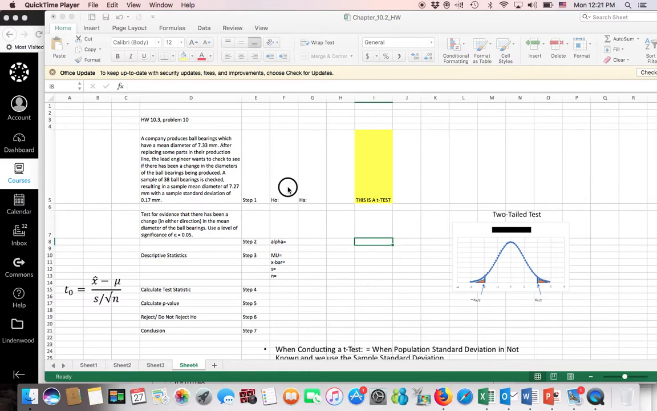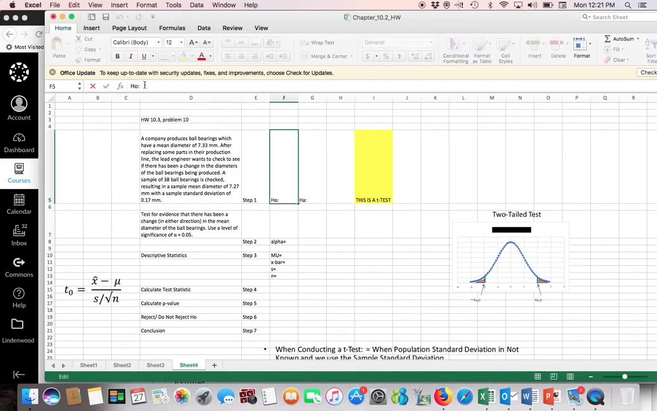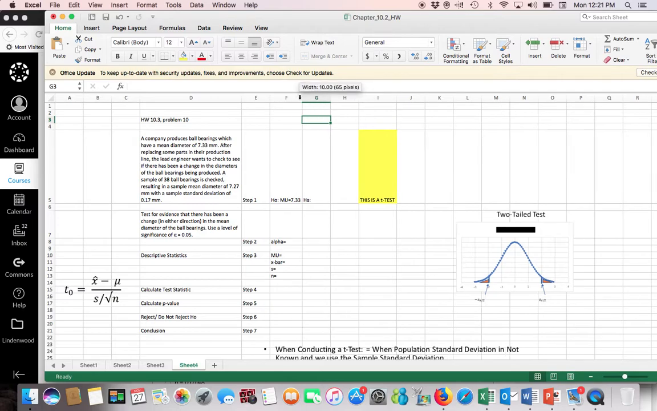So the first step is let's document our null hypothesis, which says the mean equals 7.33. Okay, that would be status quo. Our alternate hypothesis would be mu is not equal to 7.33 millimeters. The other thing we need to take away from this problem description is that we have a sample standard deviation. There is no population standard deviation. Therefore, this is going to be a t-test.